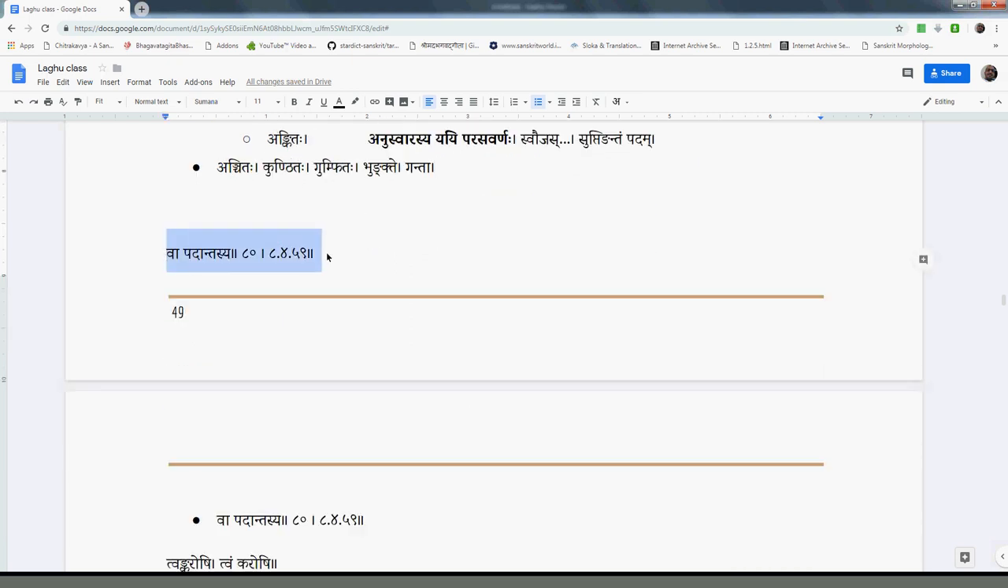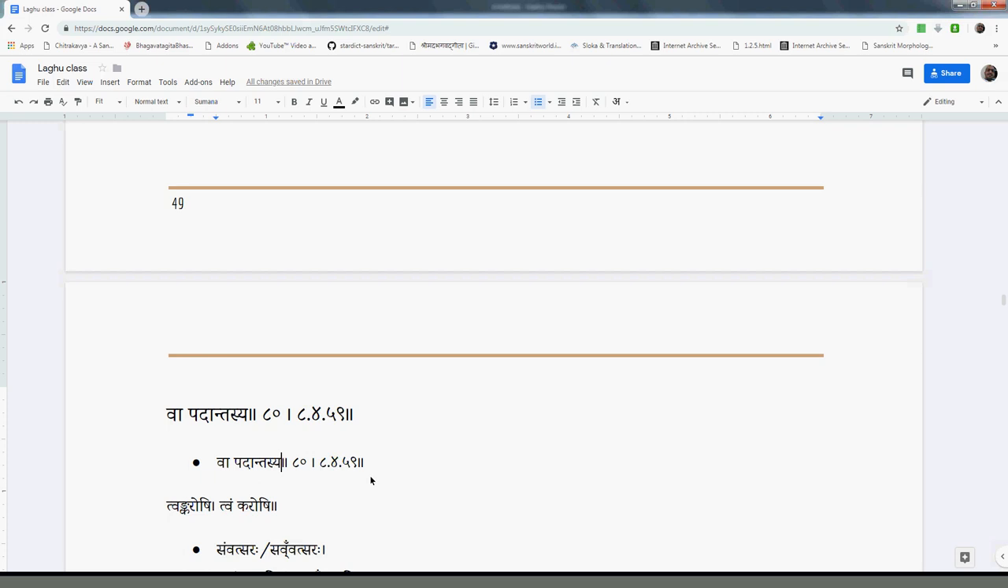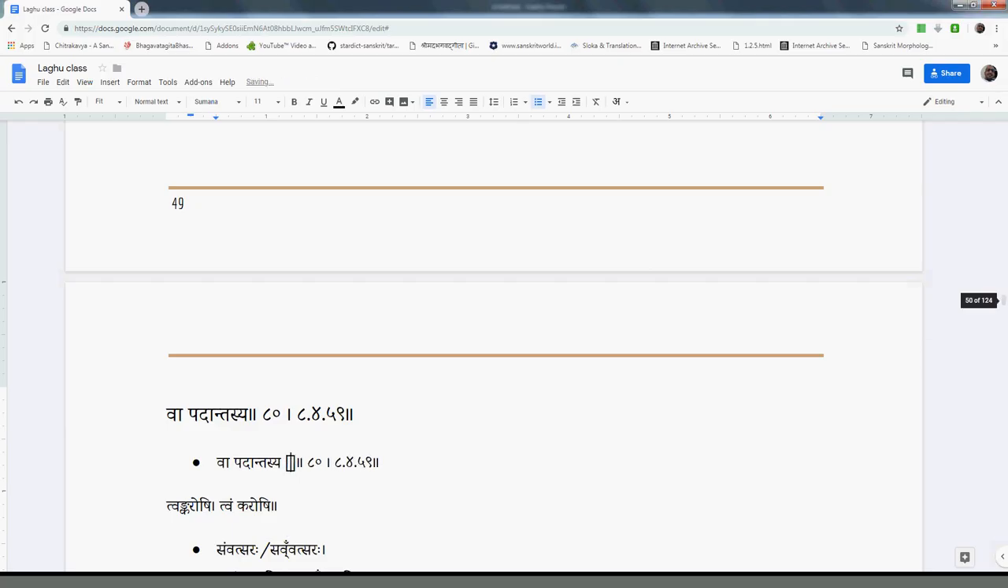Next sutra says vapadantasya. If you look at 8459, here vapadantasya has an anuvritti of what? Yai, anuswarasya yai parasavarna, all three are here. So you get anuswarasya yai parasavarna as an anuvritti.